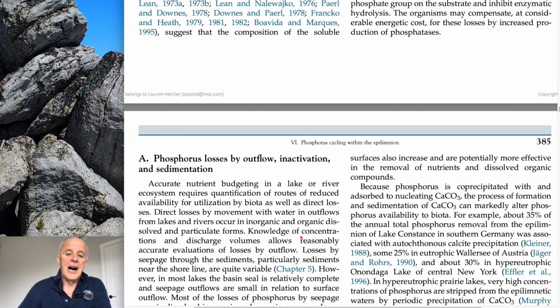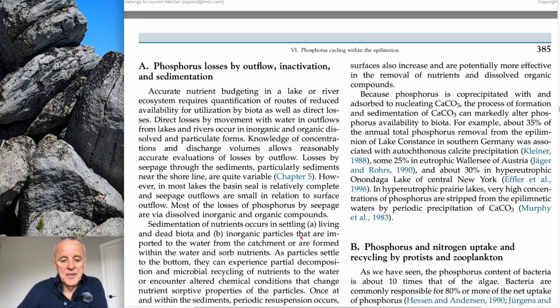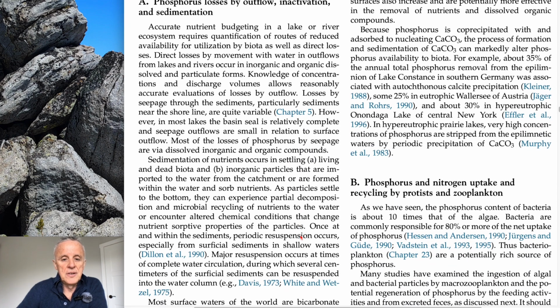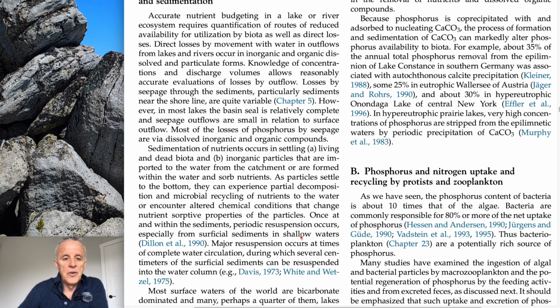Phosphorus losses by outflow, inactivation, and sedimentation. Accurate nutrient budgeting in a lake or river ecosystem requires quantification of routes of reduced availability for utilization by biota, as well as direct losses.